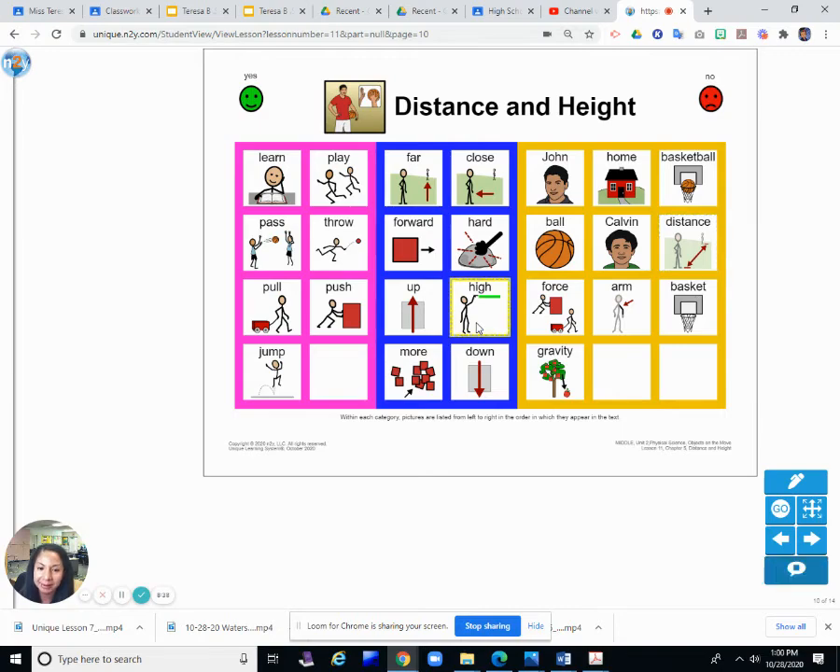I don't see height, but I see the word high. High. Which I don't know why she says it like she's saying hi to somebody. That's not the hi we're talking about. High is how far off the ground something is.